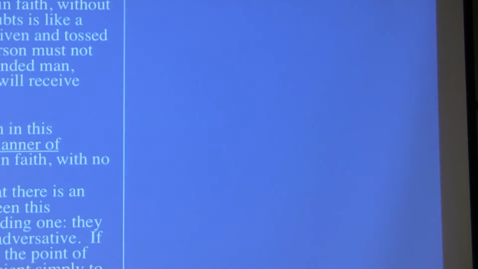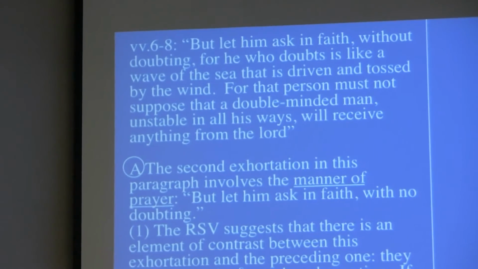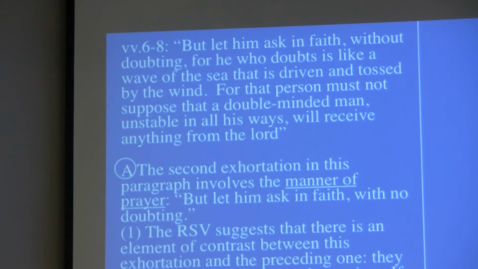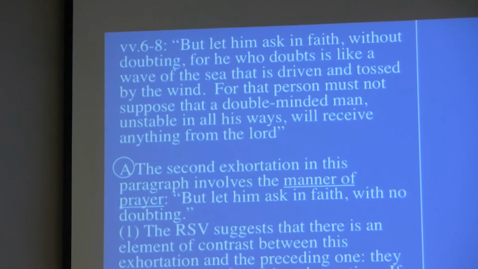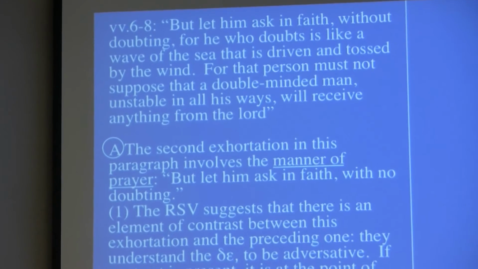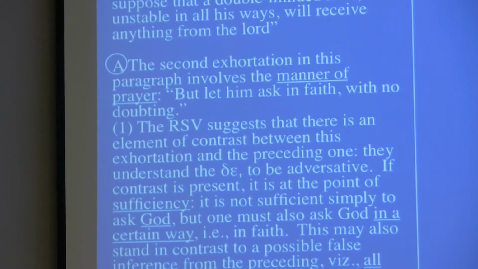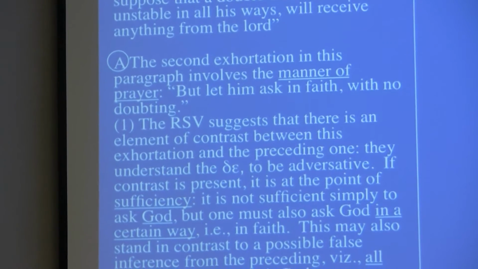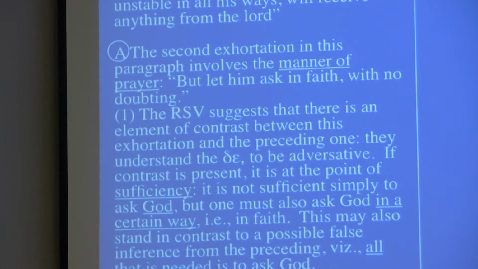Now, he goes ahead and in verses 6 through 8 with the second exhortation here, which has to do with the manner or the mode of asking. Now, the second exhortation, as I say, has to do in this paragraph with a manner of prayer, but let him ask in faith with no doubting. The RSV suggests that there is an element of contrast between this exhortation and the preceding one. Notice the first word in the RSV in verse 6, but let him ask in faith with no doubting.